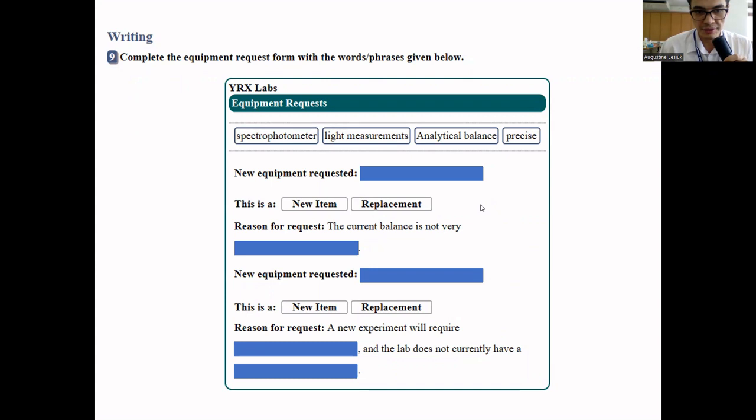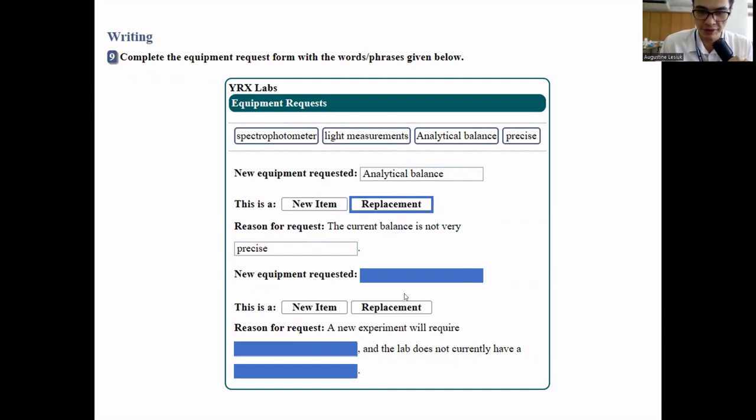Here are the answers. New equipment requested, an analytical balance. This is a replacement. The reason for request, the current balance is not very precise, okay? So because the current one is not very good, not very accurate, precise, they need to replace it with a new one, a new analytical balance. So that's why they have to replace the item.